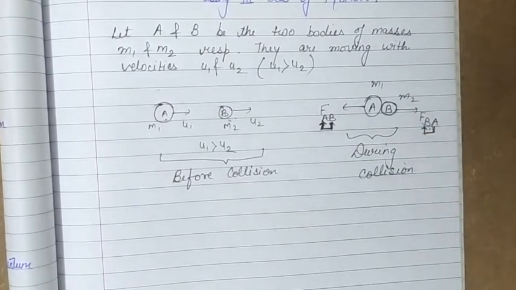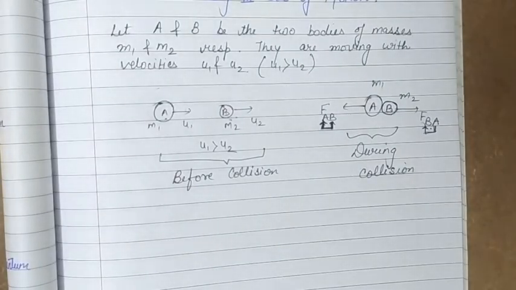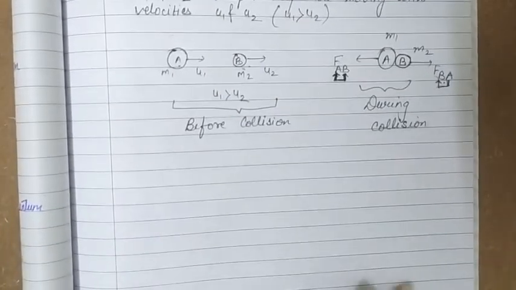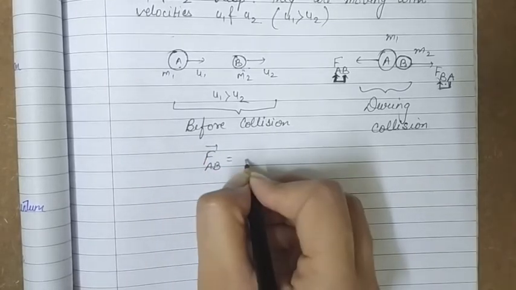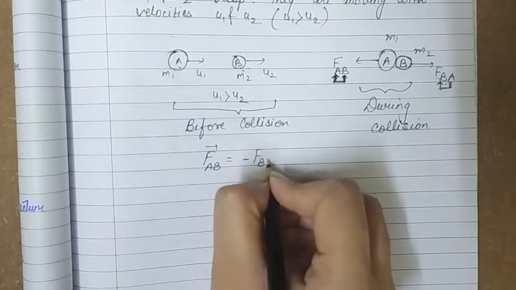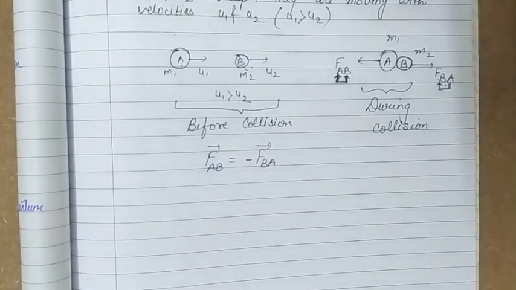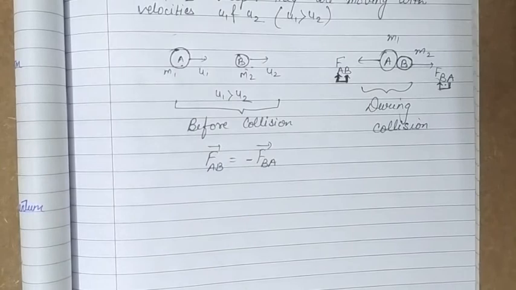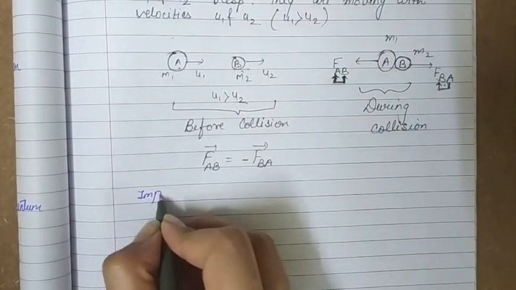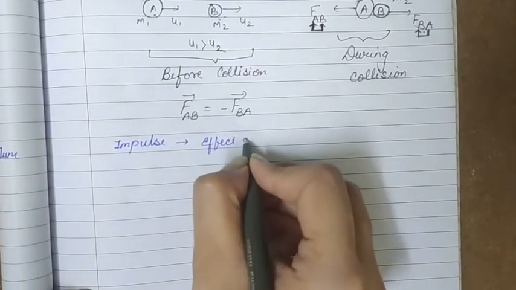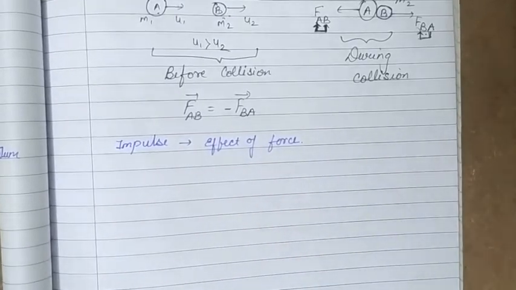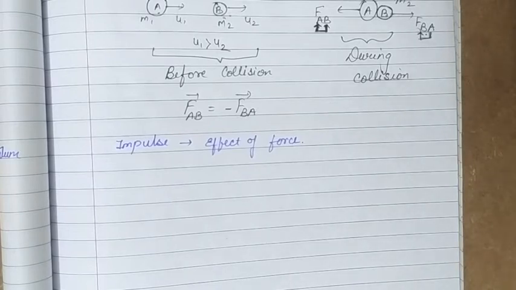Now in this situation during the collision, according to Newton's third law, the force FAB vector must be equal and opposite to FBA vector. So during collision, FAB vector is equal to minus FBA vector. Now we have a new term here called impulse, that means the effect of force. Impulse is the effect of a force that is acting for a very short duration of time.